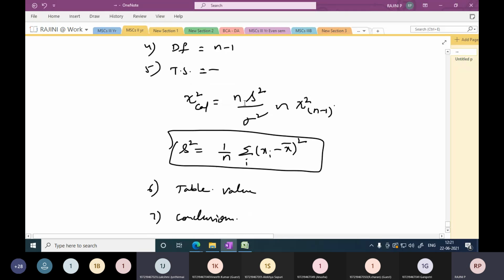Yeah, n s square by sigma square. You have written that. So n is known to you, that is 10. Sigma square is known to you, 20. And the s square value they did not give you. You need to calculate it.